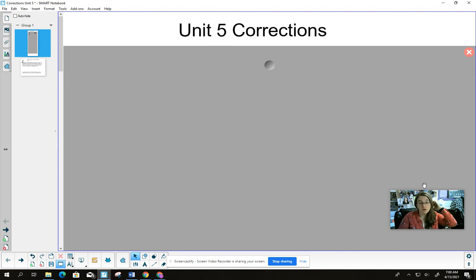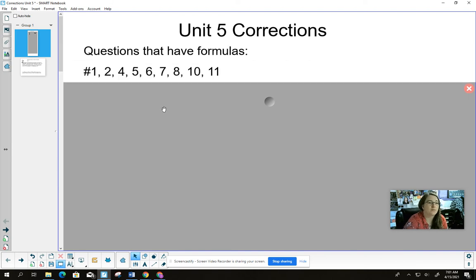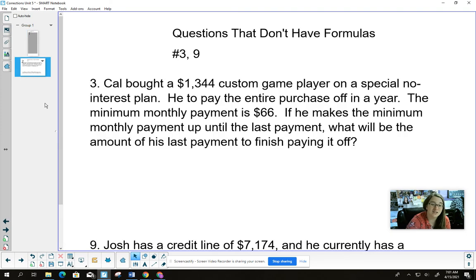So if you don't have your formula sheet because you never can pick your packet, you need to be keeping a separate sheet to copy the formulas as I give them to you. If they're all scattered through your notes, it makes it really difficult when you're doing your test to try and find them. So these are all the questions that had formulas. 1, 2, 4, 5, 6, 7, 8, 10, 11. Only 3 and 9 did not have formulas.